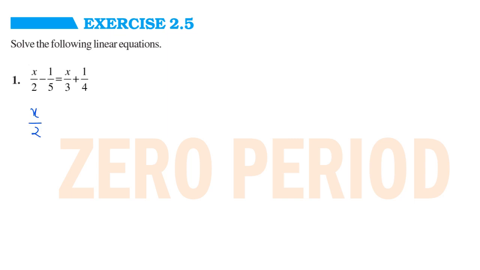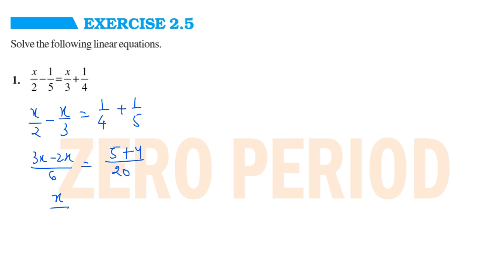x by 2 minus x by 3 is equal to 1 by 4 plus 1 by 5. It would be better. Then 2, 3 will give you LCM 6. This will be 3x minus 2x and this will be 20, and 5 plus 4. 3x minus 2x is x, x upon 6 and 5 plus 4, 9, 9 upon 20. We need to find the value of x. So x by 6 is equal to 9 by 20 can be written like this, x equal to 9 upon 20 into 6 upon 1.